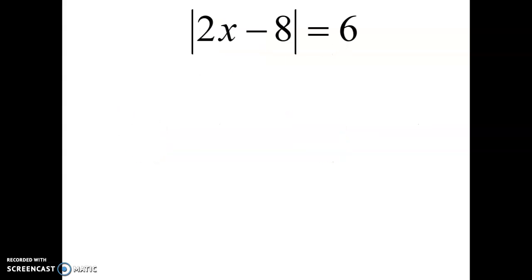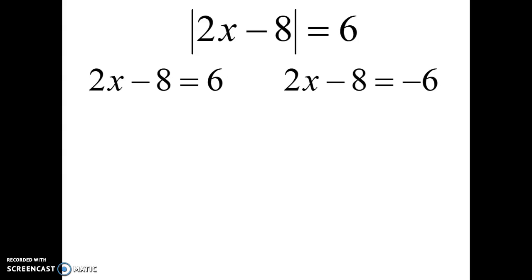Here's our first example. We have the absolute value of 2x minus 8, and it equals 6. Well, to make your two equations when you're doing these types of problems, the first equation is going to look just like the one you were given. Okay, it's 2x minus 8 equals 6. And the second equation is going to change the answer to become negative. So it's going to be 2x minus 8 equals negative 6. You're only changing the answer to be a negative. So any answer you have, you're just going to change all the signs.